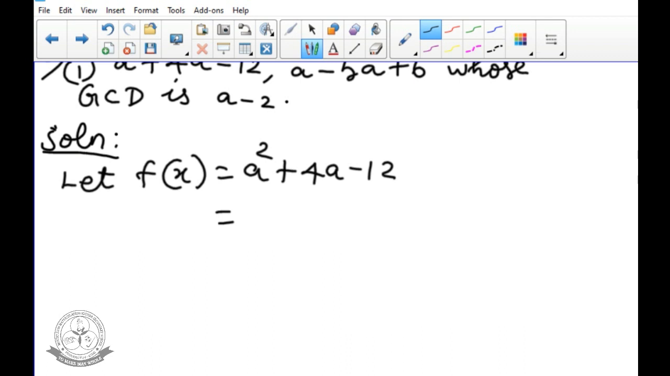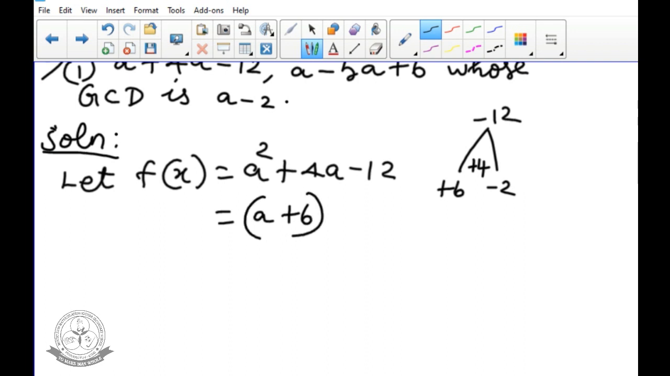We have to find the factors. A squared means 1. 1 into 12 equal to minus 12, the product will be minus 12. The sum will be plus 4. You have to select two numbers, that is plus 6 and minus 2. 6 times minus 2 is minus 12, and 6 minus 2 is 4. So we can write it like this: a plus 6 into a minus 2. We can write the factors of f of x.